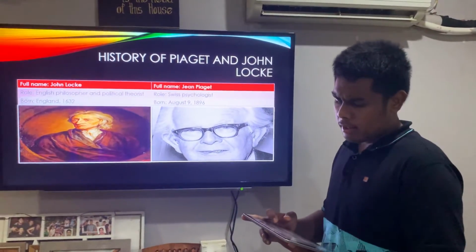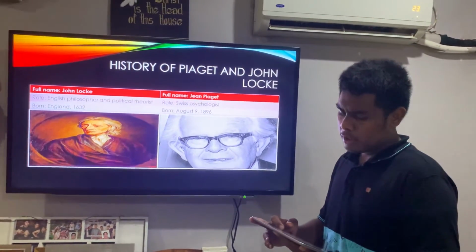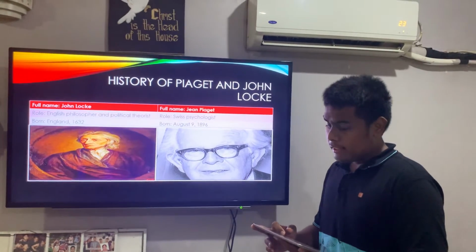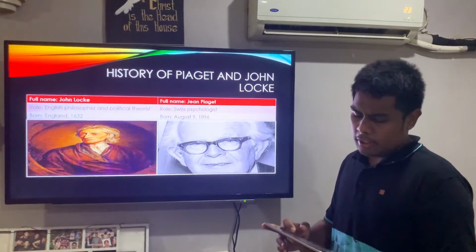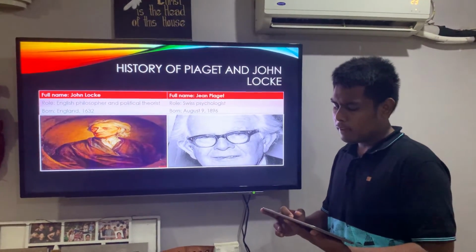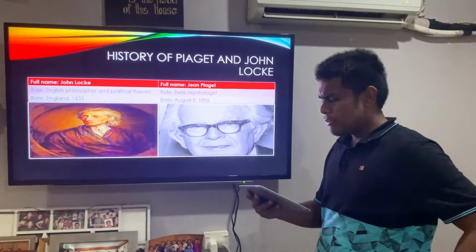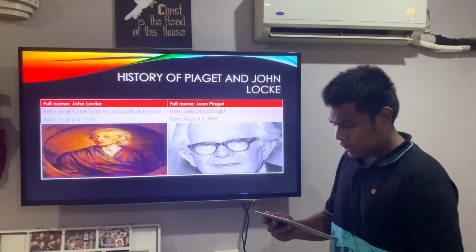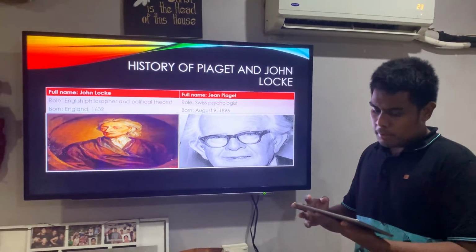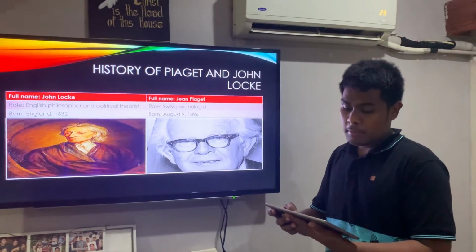John Locke is an English philosopher and theorist born in England in the year 1632. His theory is based on child development, which is related to human development. He died in 1704 and was later recognized as the founder of British empiricism, as well as the author of the first systematic exposition.